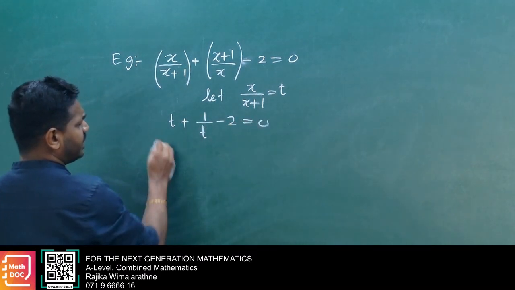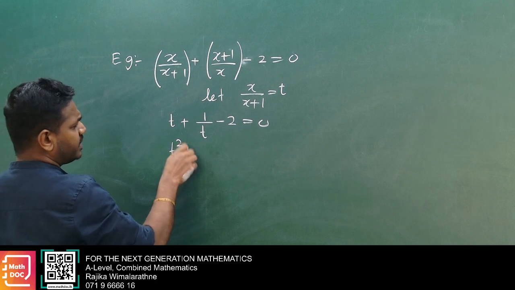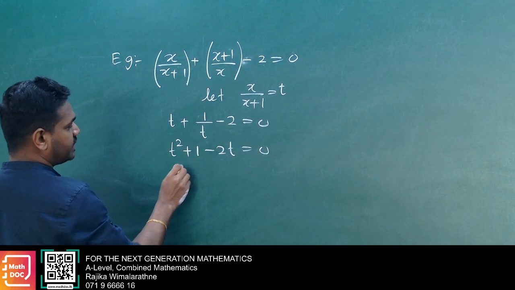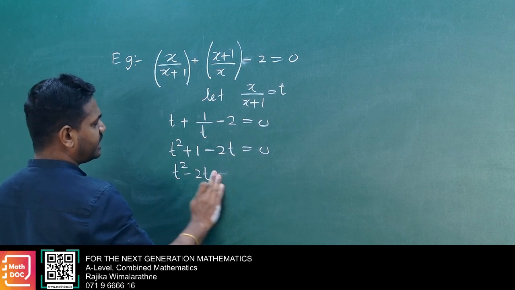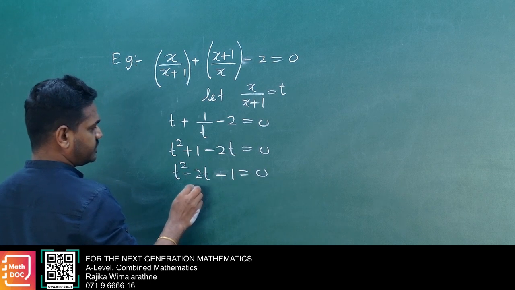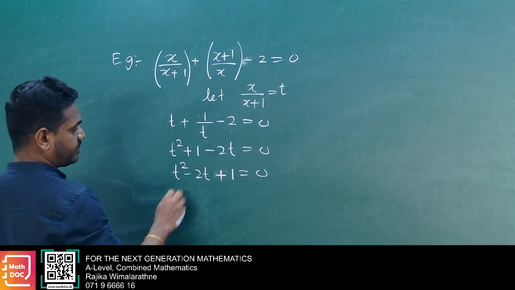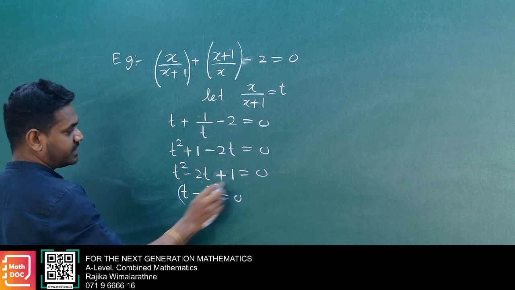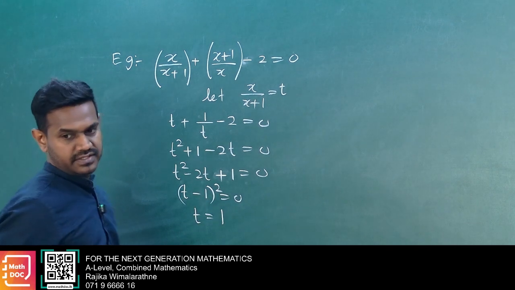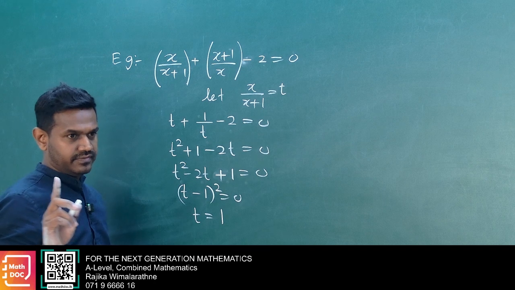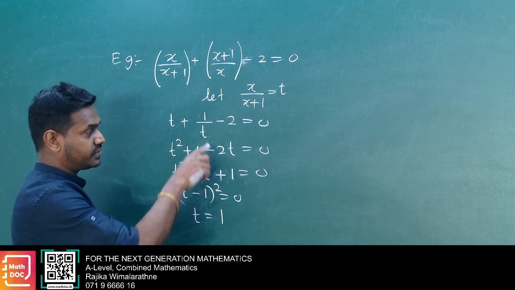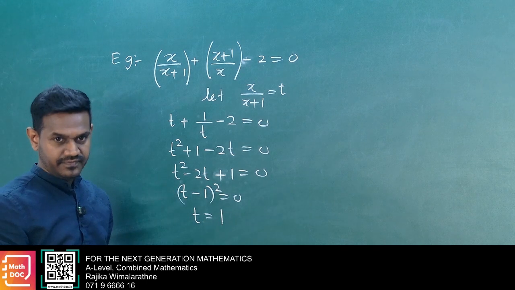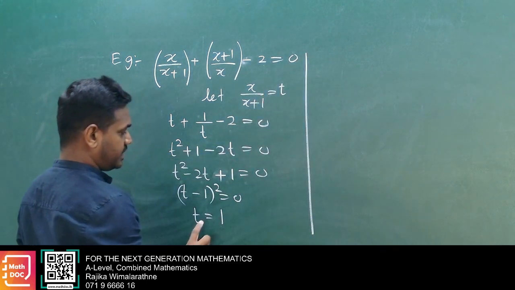Minus 2 equals 0, multiplied by t now: t squared plus 1 minus 2t equals 0. Then t squared minus 2t plus 1 equals 0. Then t minus 1 squared equals 0. Then we get t equals 1. Then we have one solution for t, but it is repeated. Usually a quadratic contains two solutions, no? Now here t equals 1. The other one will be t equals 1 again. Then two solutions.